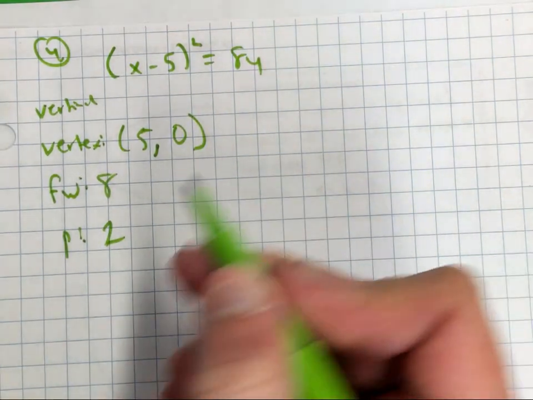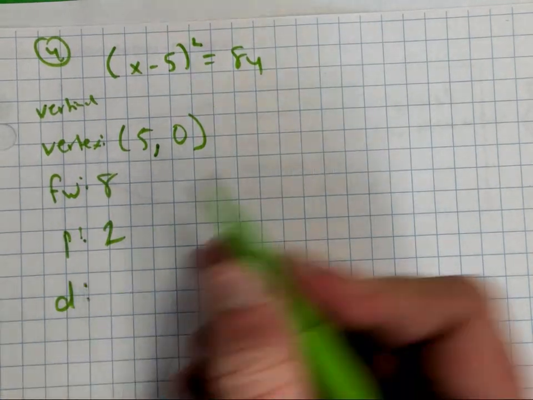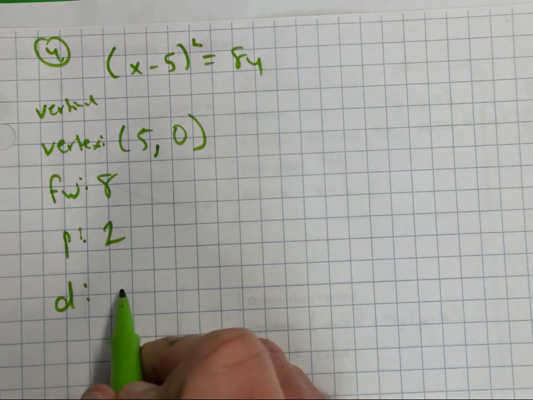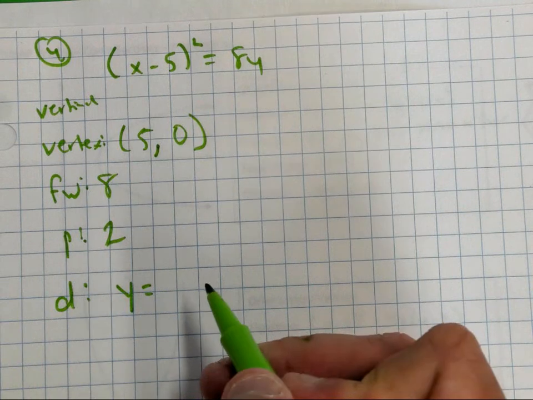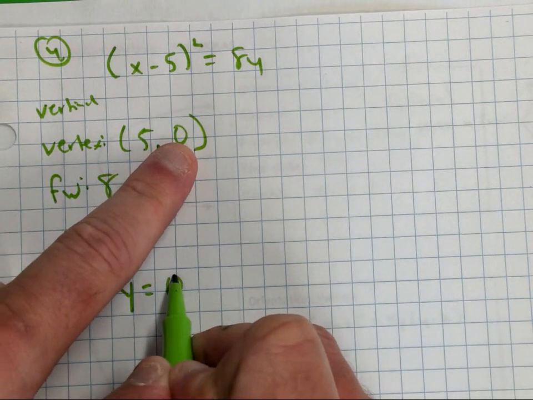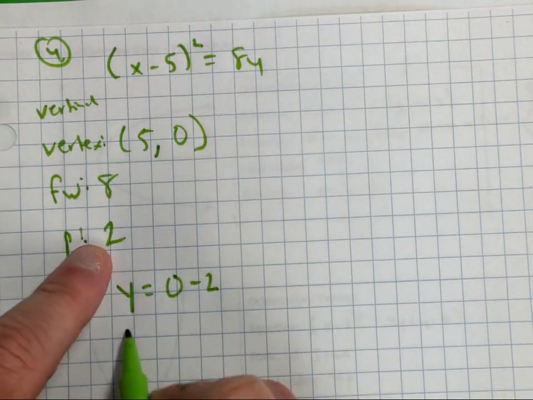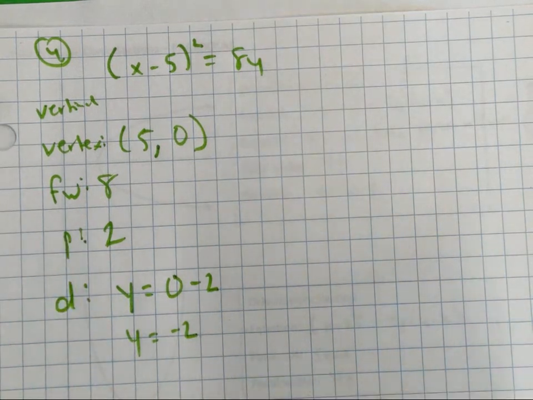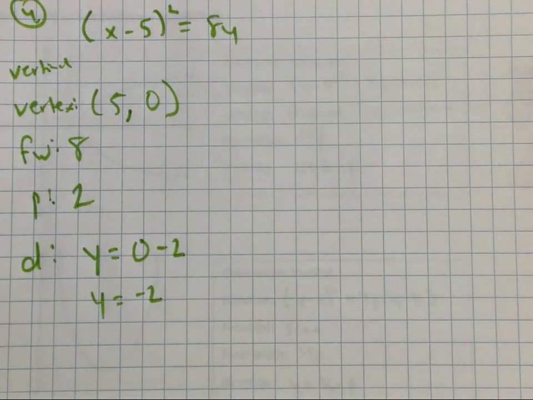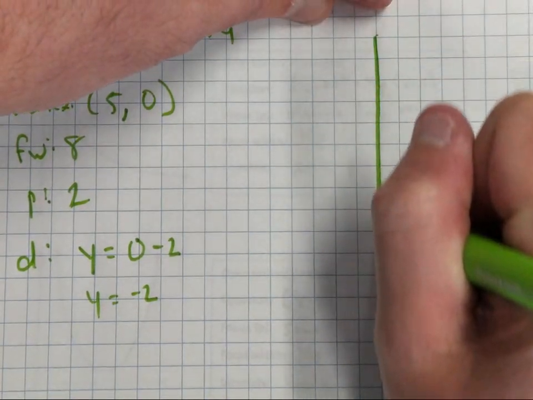Very good. Now let's find our directrix. This started with X, so what will I start my directrix with? y equals my y value minus my p value. So y equals -2. Now I'm ready to graph it.